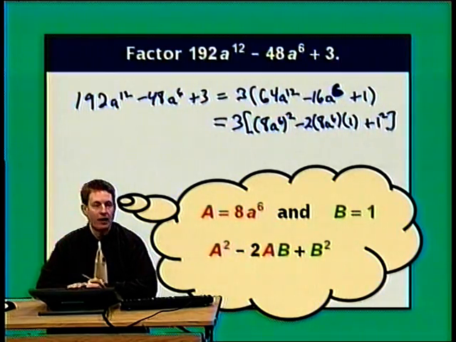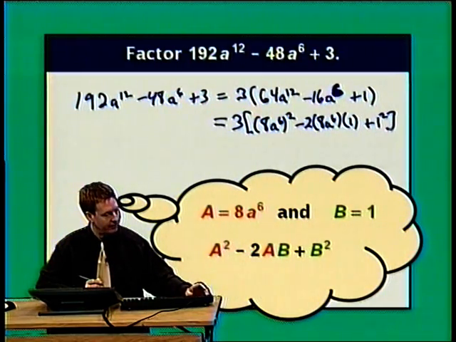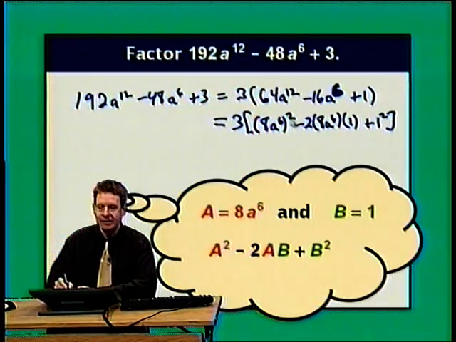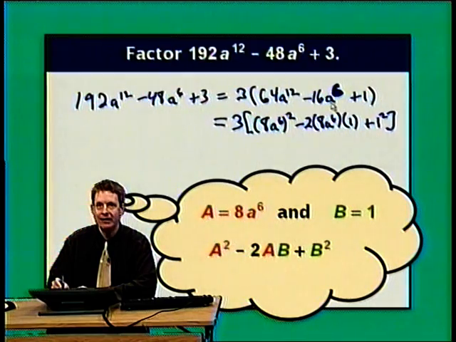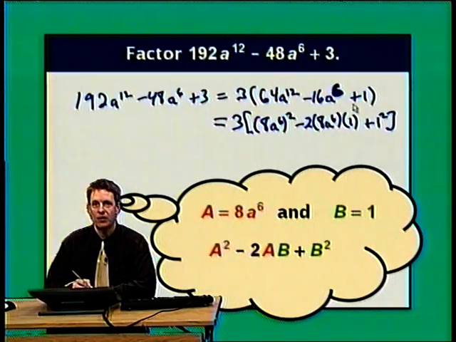Does this match the line above? Well, let's check it out. 8a to the 6th squared, 8 squared is 64, a to the 6th squared, using the power to power rule, is a to the 12th. Minus 2 times 8a to the 6th is indeed minus 16a to the 6th, and plus 1 squared, you betcha, is plus 1. So I do have a perfect square trinomial.